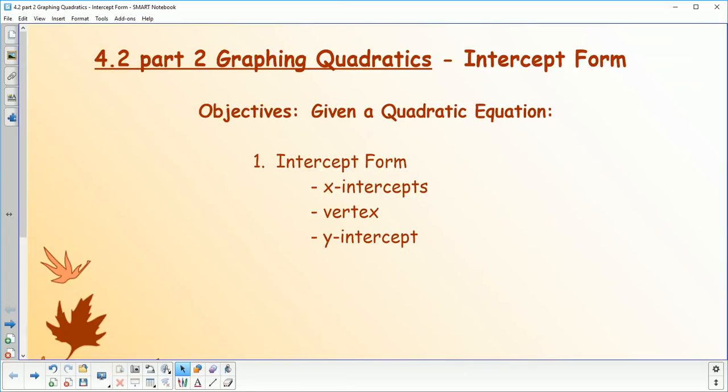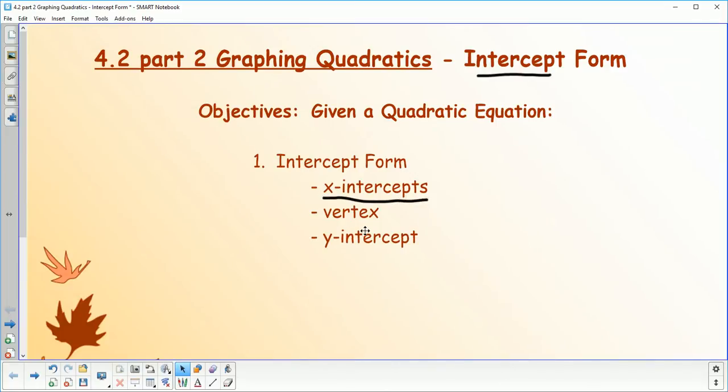Alright, Common Core Algebra 2. Here we are for part 2 of 4.2. This is going to be our last flipped lesson on graphing quadratics. And this time we're going to talk about intercept form. So we did standard form first, then we did vertex form, and now we're going to talk about intercept form, which is nice because it makes it very easy to find the x-intercepts.